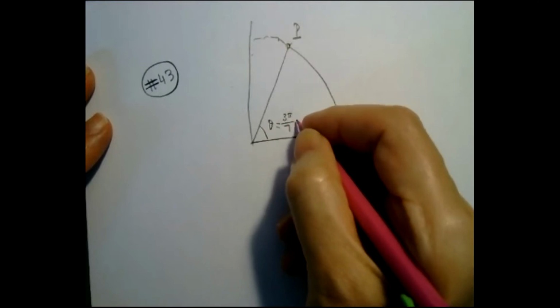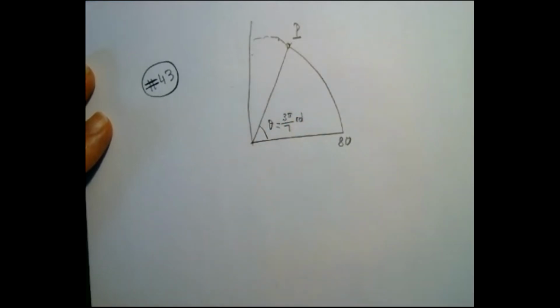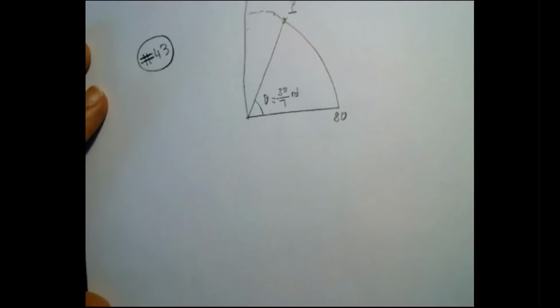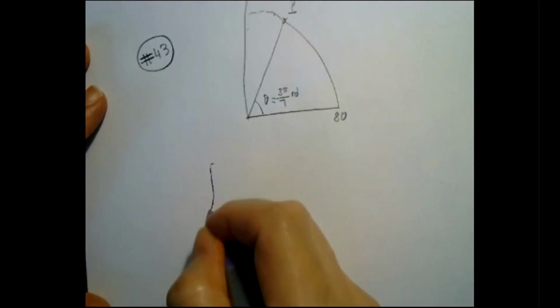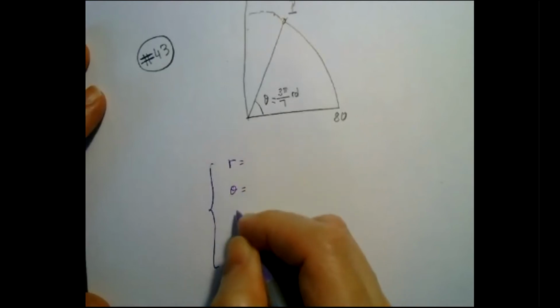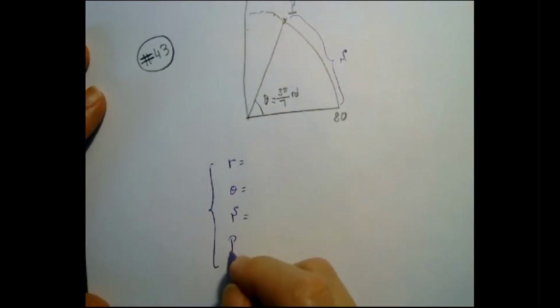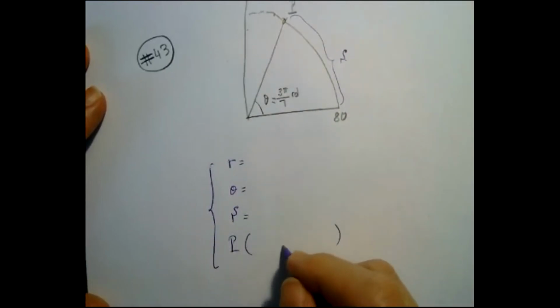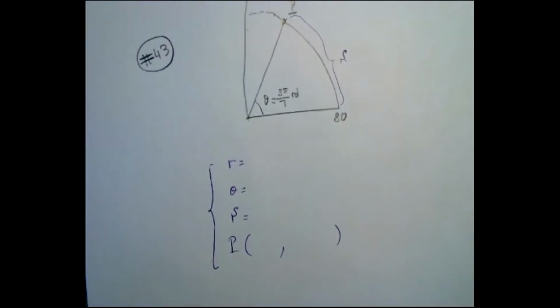When they don't put a unit, it means radian immediately. And now their question is everything: r, theta, the length, which is from here to here, and the coordinate of the point P. Okay, all right, so let's go through that. We can go through that much quicker. So what's the radius?